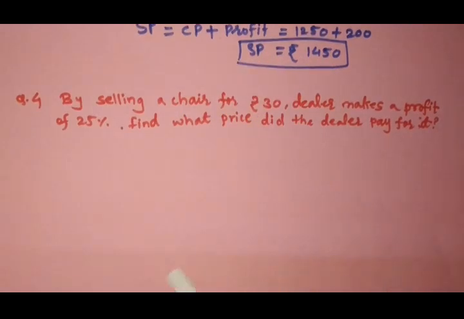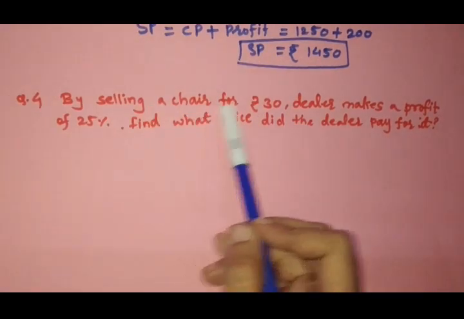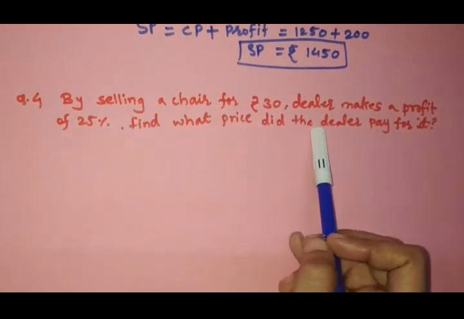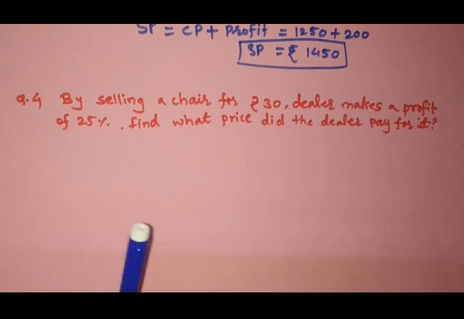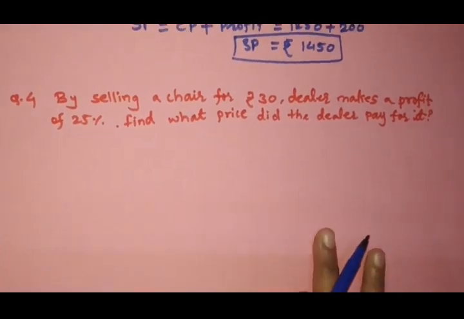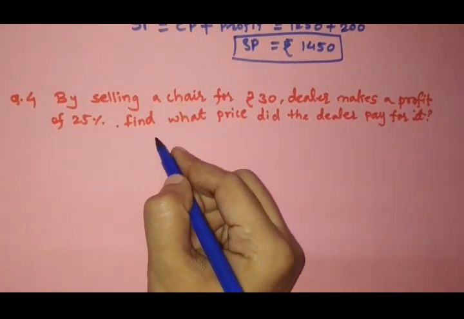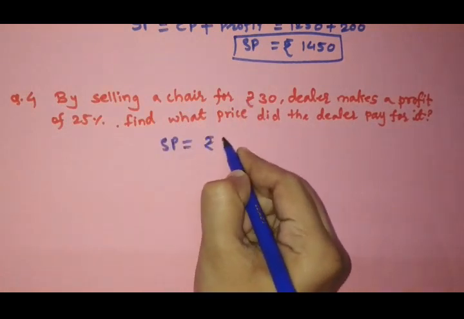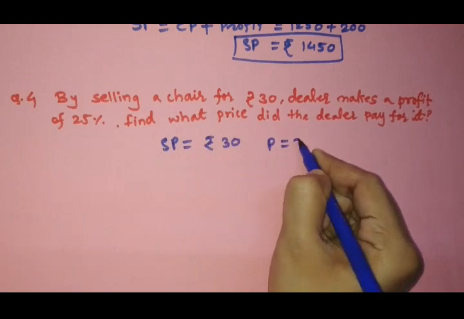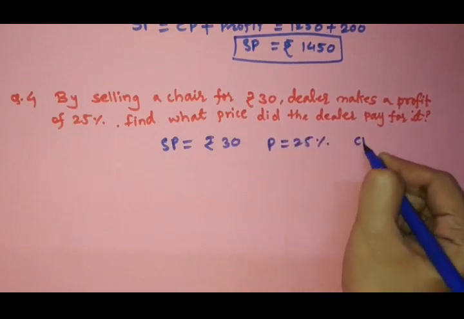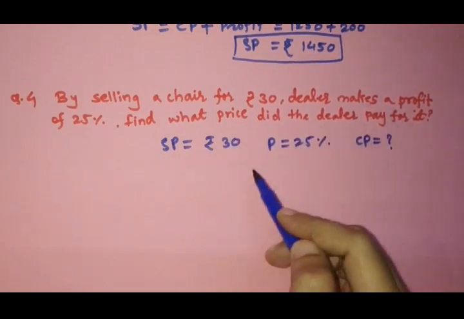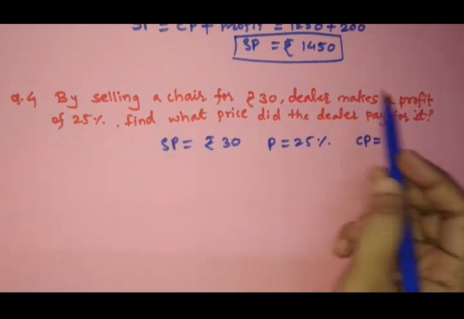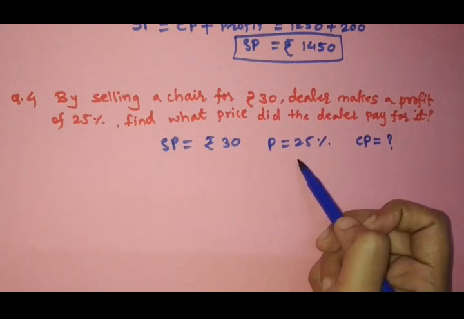So now moving to the next question. By selling a chair for rupees 30, a dealer makes a profit of 25%. Find what price the dealer paid for it. So here first of all we'll write the given data. Selling price is given, that is rupees 30, and profit is also given, which is 25%, and we need to find the cost price, meaning at what price this chair was bought and how much the dealer paid for it. He sold it for 30 and earned 25%.